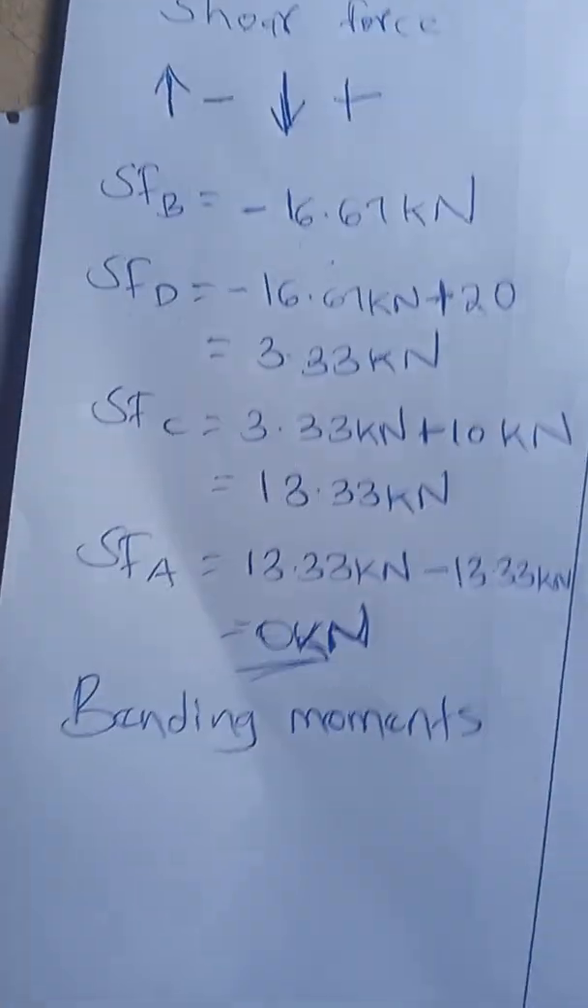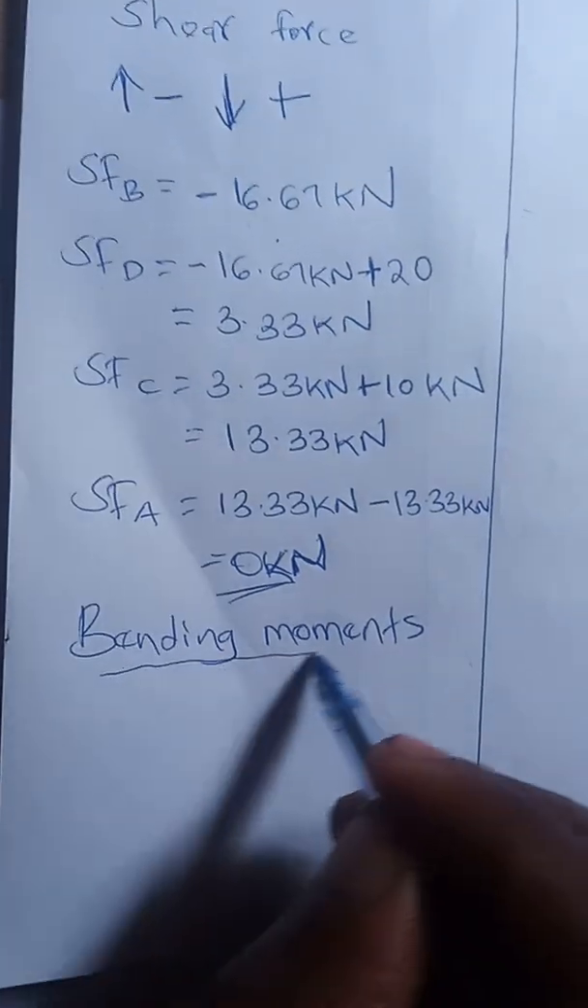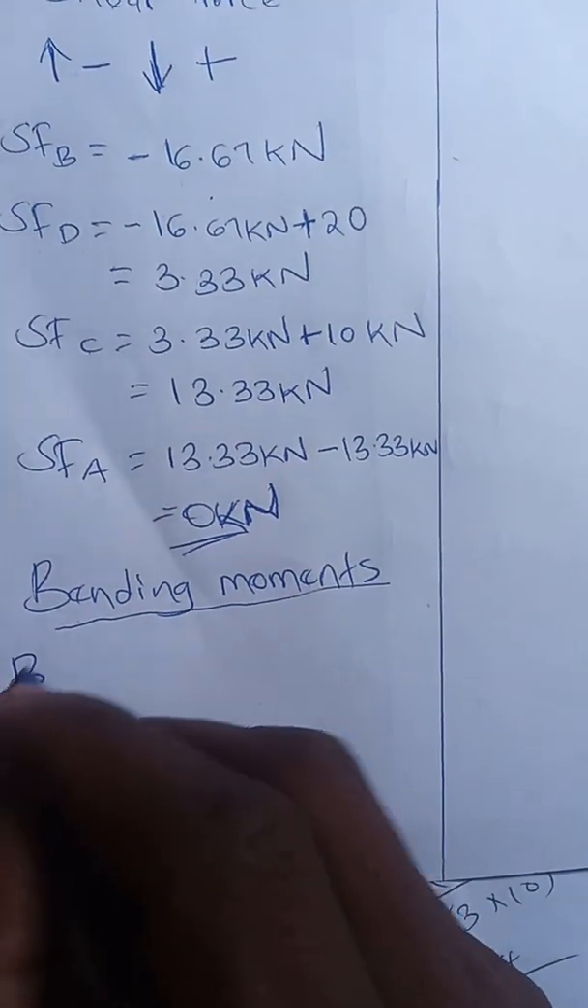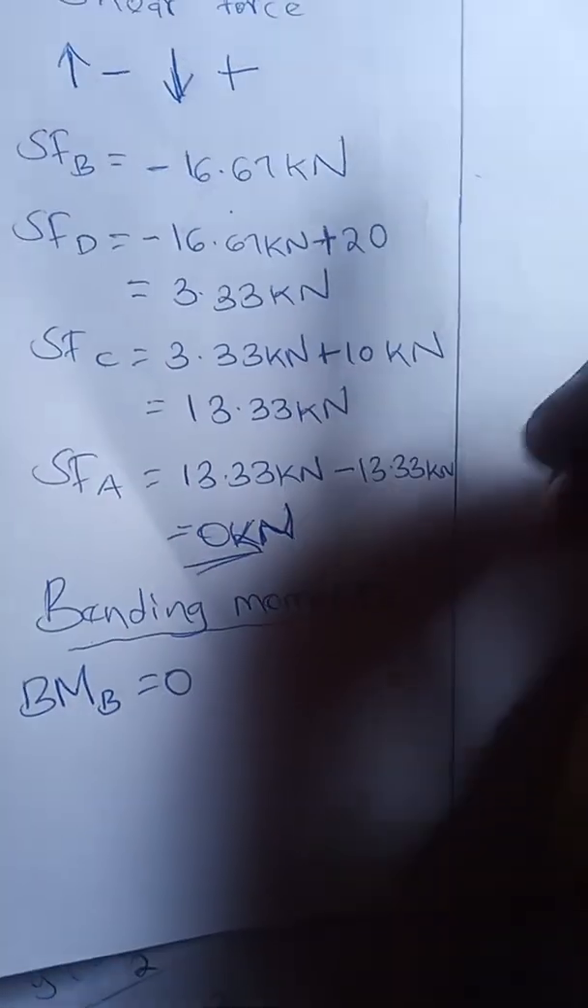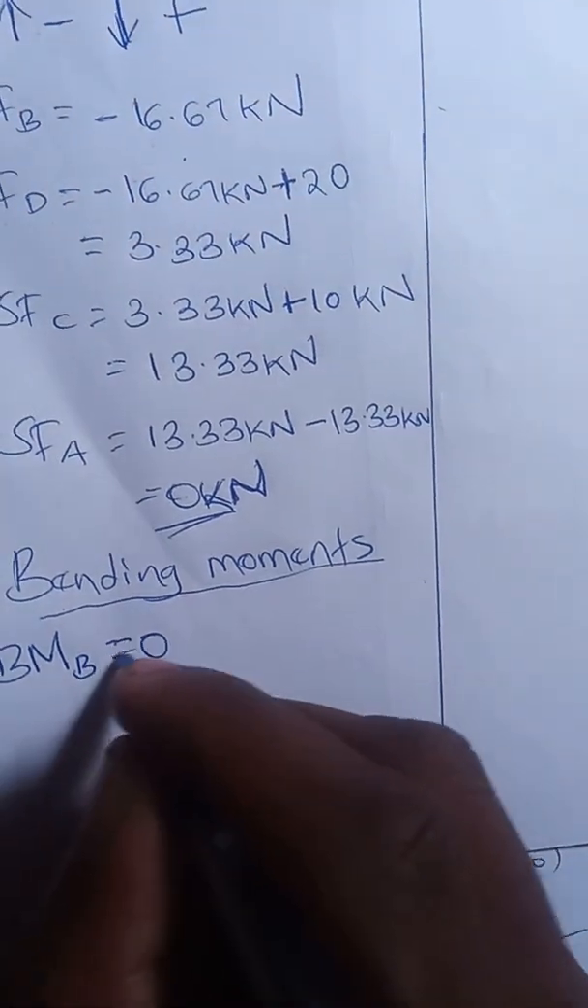So we start with the bending moment. We shall start from B to A. The bending moment at B will be 0, because we only have a reaction at B, but we don't have a load. So the bending moment will be 0.